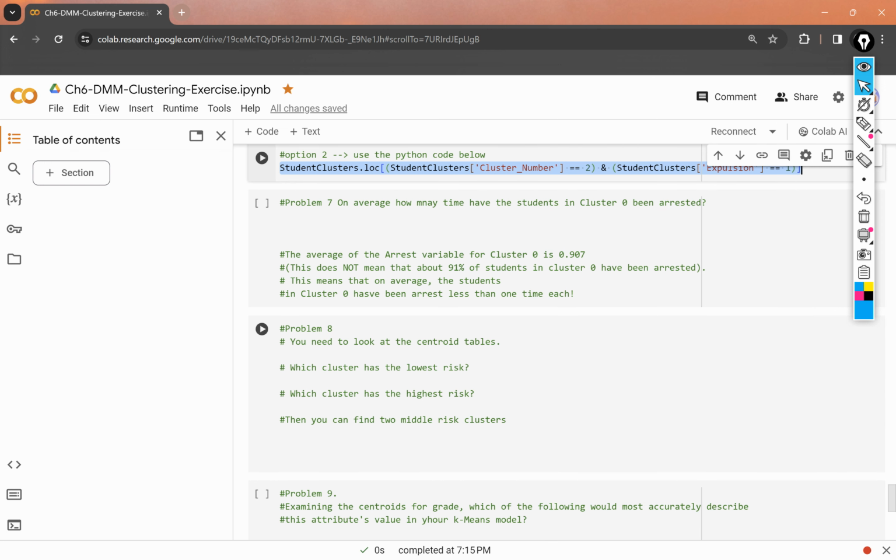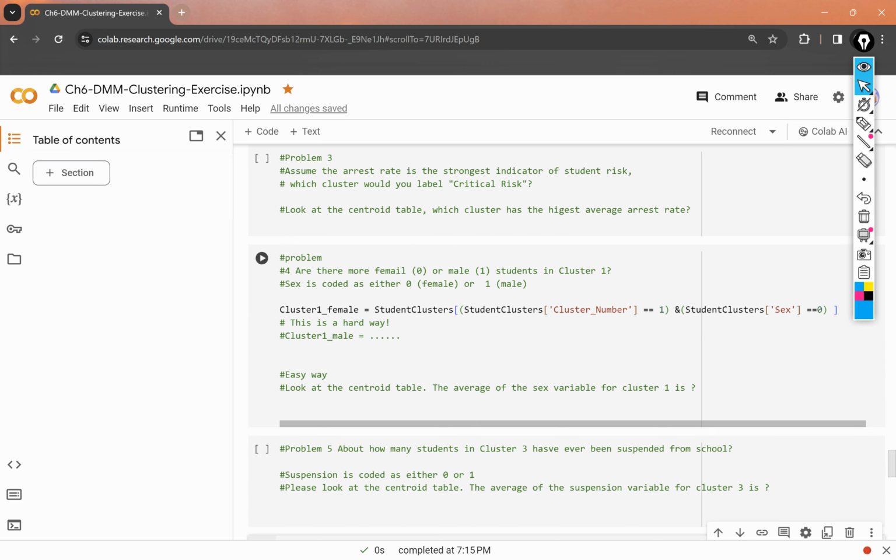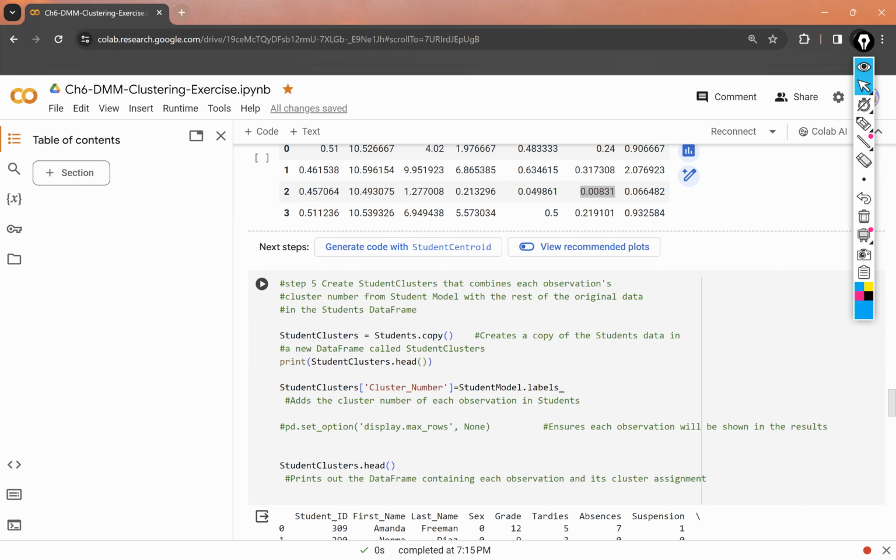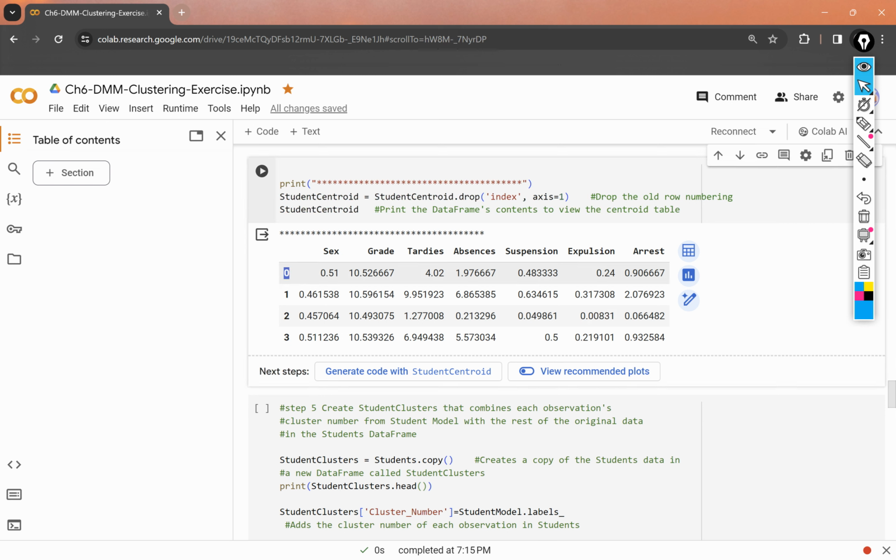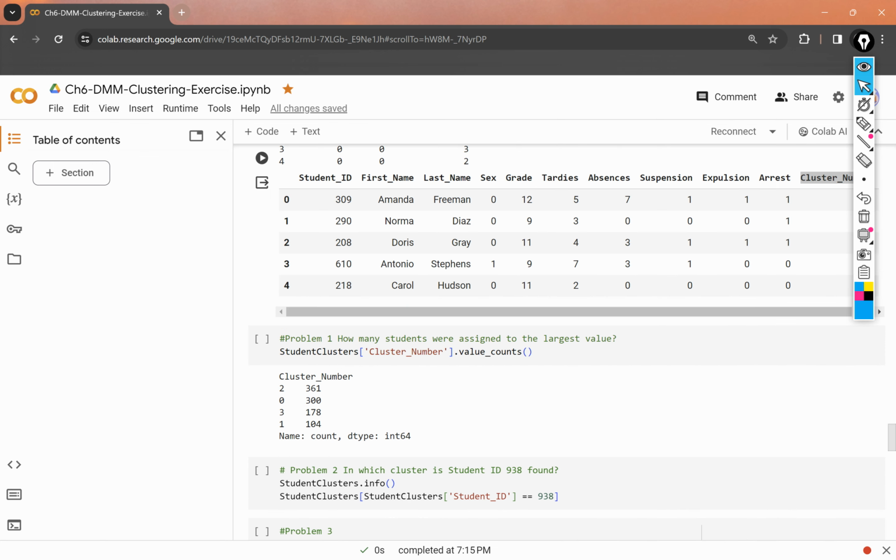And then problem number 7: on average, how many times have the students in cluster 0 been arrested? So cluster 0, the average of the arrest variable for cluster 0 is 0.907. So now cluster 0, and the arrest rate is 0.906667, right? Okay.